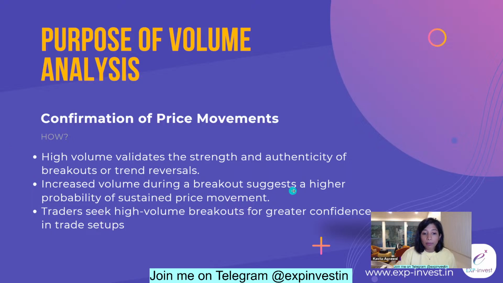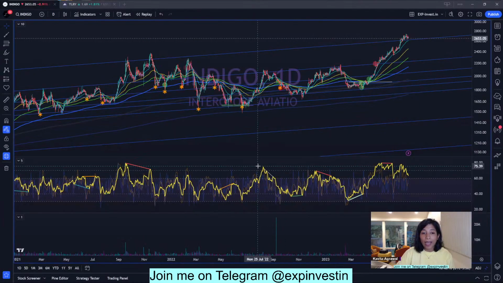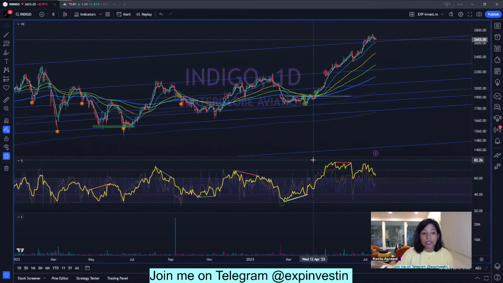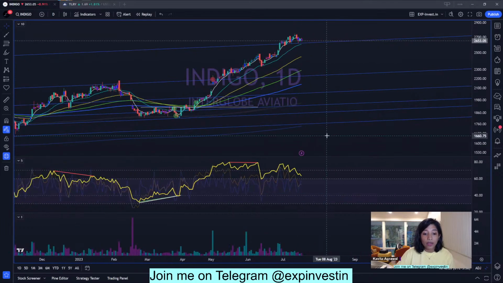Increased volume during a breakout suggests a higher probability of sustained price movement. So when we are studying a breakout and we see the breakout happen with strong volume, it increases the probability that this particular movement is going to continue. Traders seek high-volume breakouts for greater confidence in trade setups. So let's go to the charts and look at some examples where high volume was seen and how it impacted a stock.